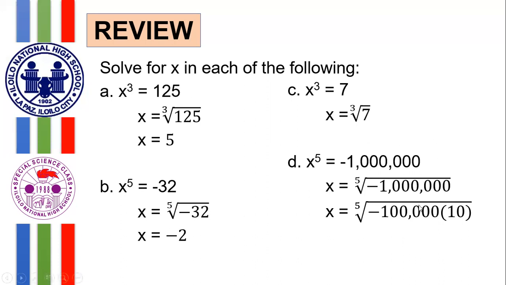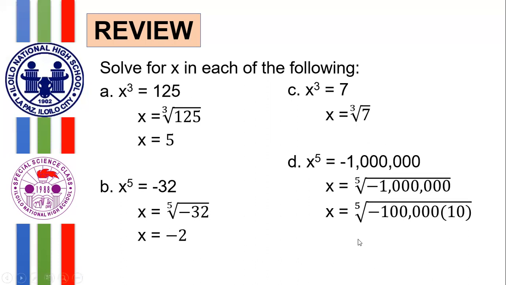From here, you might ask, sir, how come you place the negative on the 100,000 and not on the 10? Because later on, as much as possible, in simplifying radicals, we do not want a negative radicand. Since negative 100,000 is a perfect fifth power, you could extract its fifth root later, which is why I place the negative as part of the 100,000.